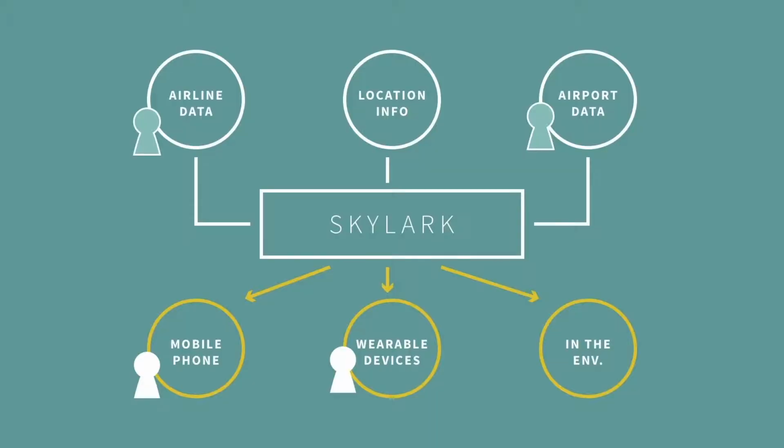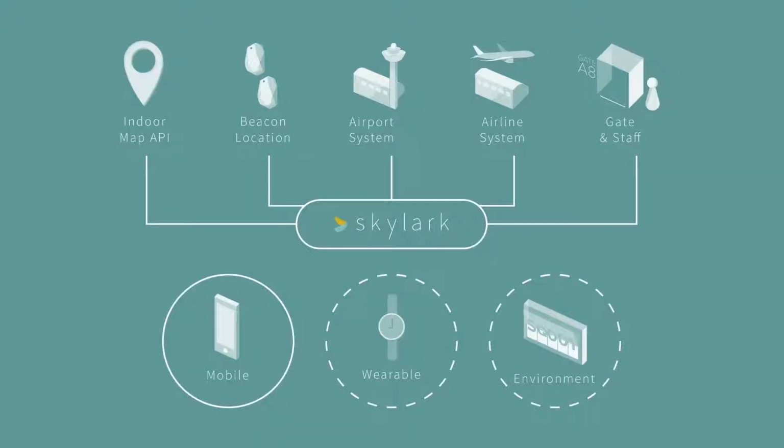So this is how Skylark works. It gathers data from different information sources, such as flight updates from the airline system, and gate activities, indoor maps, directories from airport systems. It also gathers physical location data of the passengers using Bluetooth beacon technology in the environment. We have designed Skylark to communicate with a smartphone application.